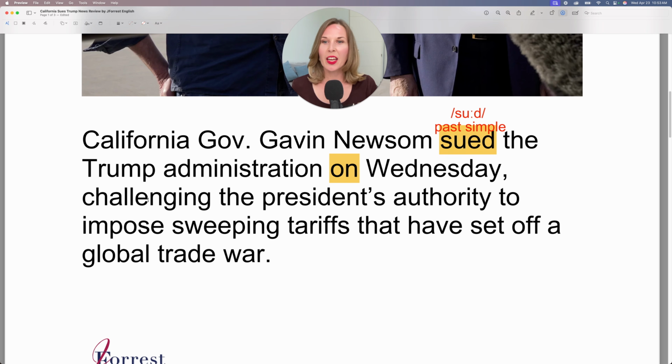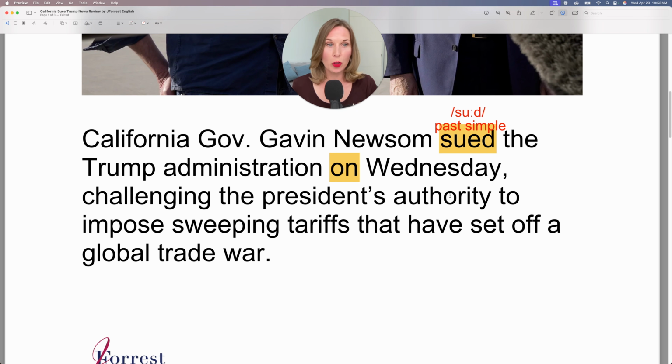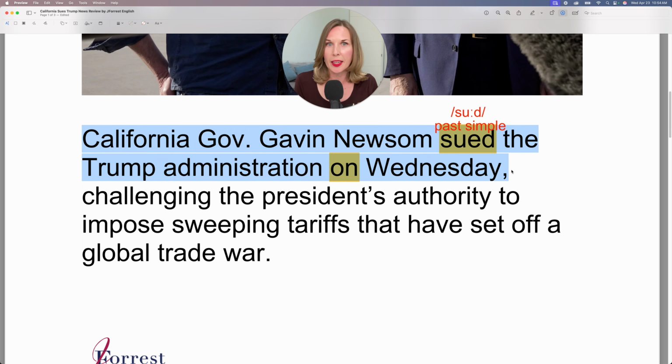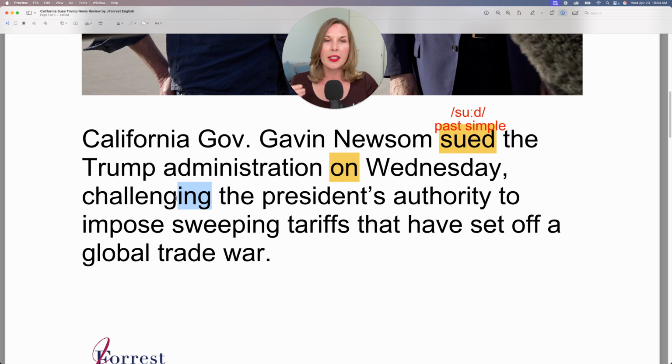Let's keep reading. Challenging the president's authority to impose sweeping tariffs that have set off a global trade war. Notice that challenging is in the ing form. This is the present participle. It's giving you more information about the last clause, which is what I've highlighted here. So when you see the verb in the ing form, it tells you either why, who, how, more information. Challenging the president's authority to impose.